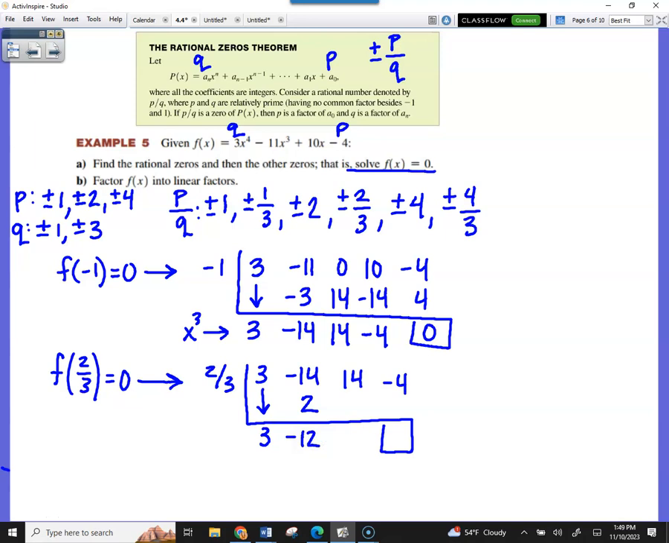Repeat. Double negative 12, negative 24. Divide by 3, negative 8. Add. Double 6, divide by 3, 4. We already knew you should come to 0 because we found it.